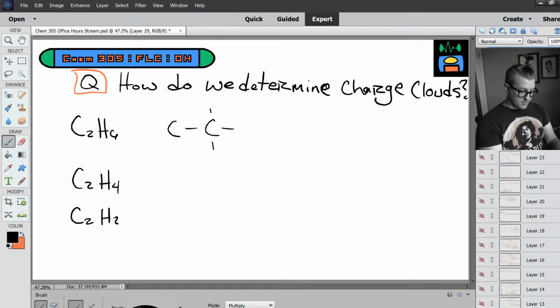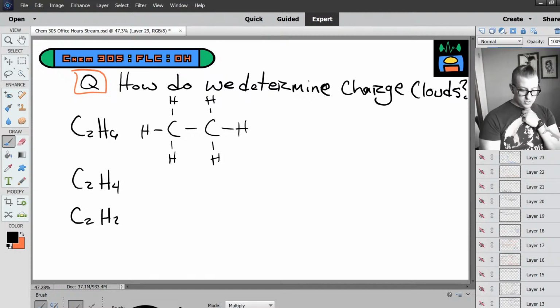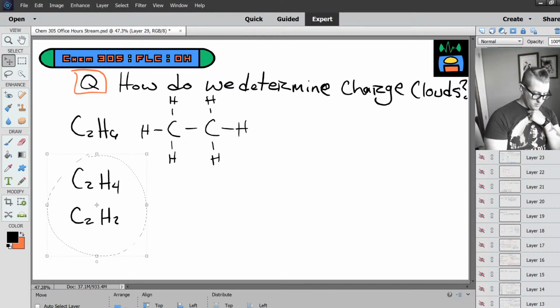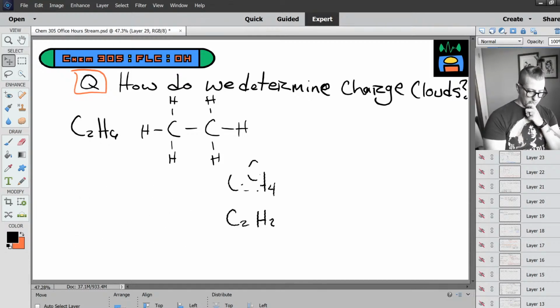So we've got, for C2H6, the Lewis structure looks like this. And when it comes to charge clouds, you could say, oops, that actually, I'm going to move them over here.